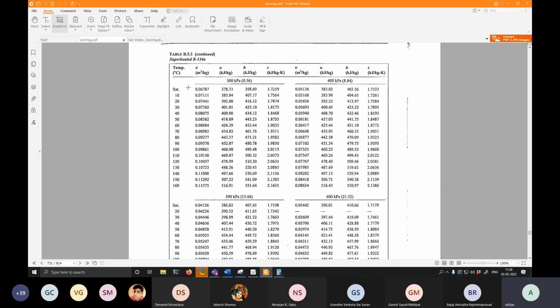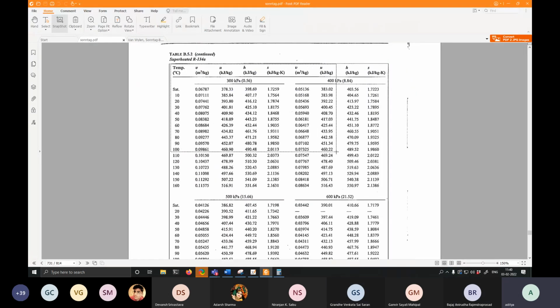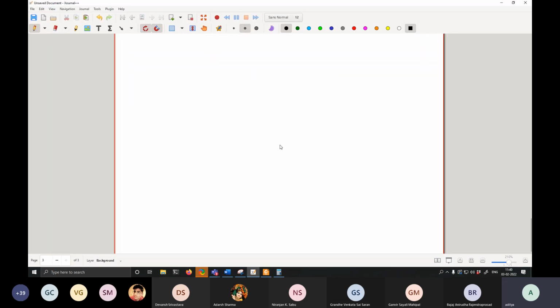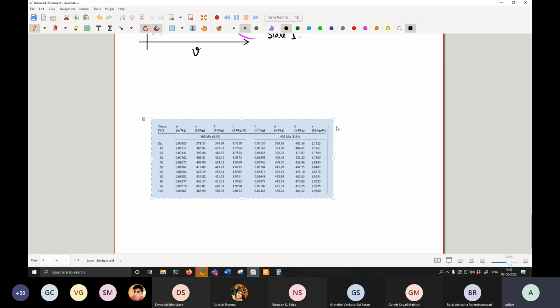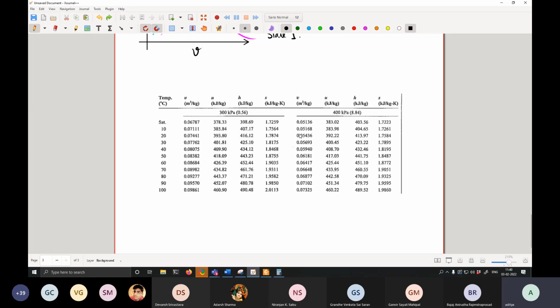Okay, now we have to do some stuff. We have R134A, no doubt, but this is 300 kilopascal and we have 400 kilopascal. There is no entry for 350 kilopascal, and the temperature was 100 degrees Celsius. So we must interpolate. I'll show you; there's no magic. And lastly, we will do what any other sane person would do: do it using EES.